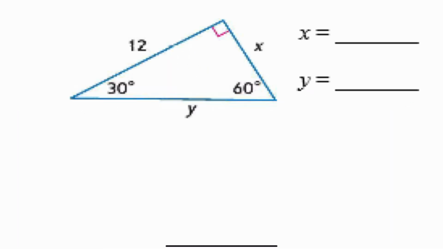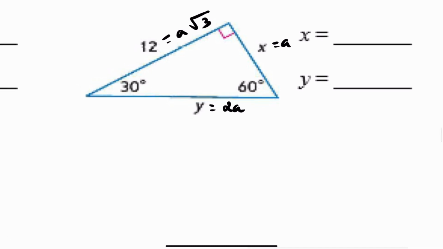Okay, so let's take a look at the last problem for today. We have a 30, 60, 90 triangle, and what I'm going to do is, again, label my figure. So across from 30 degrees, this is a. Across from the 60 degree angle, this is a root 3. And then across from the 90 degree angle, this is 2a. Okay? All right, so now I'm going to look at each side and figure out which one has the best information.